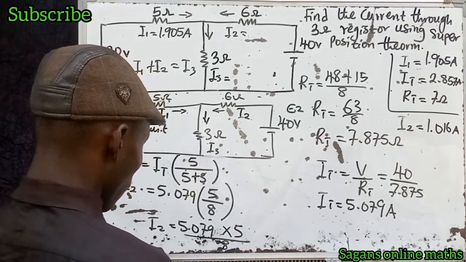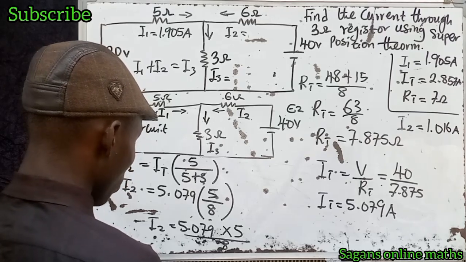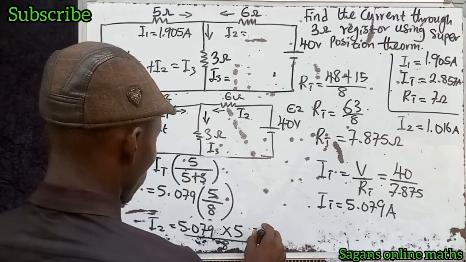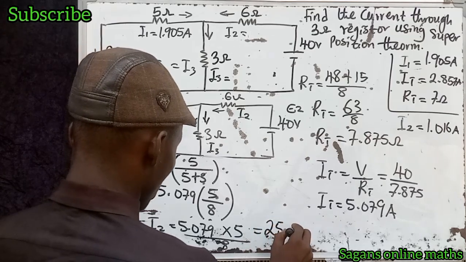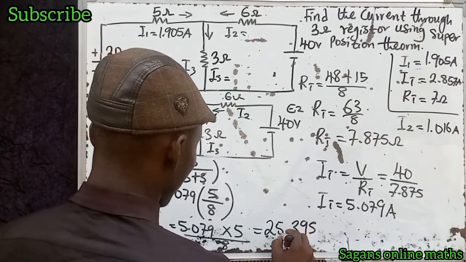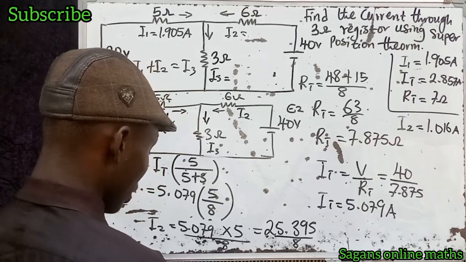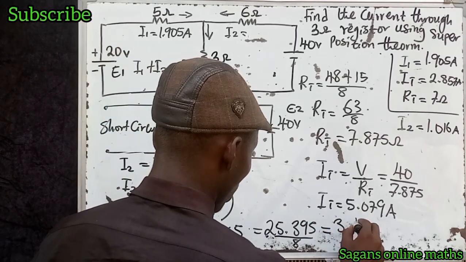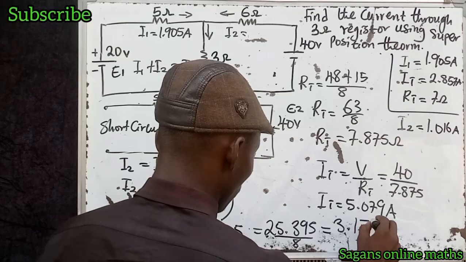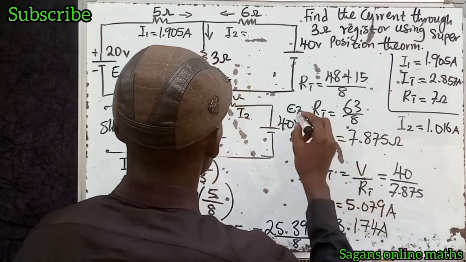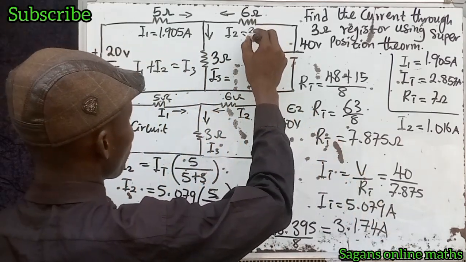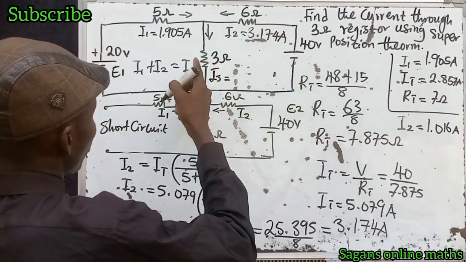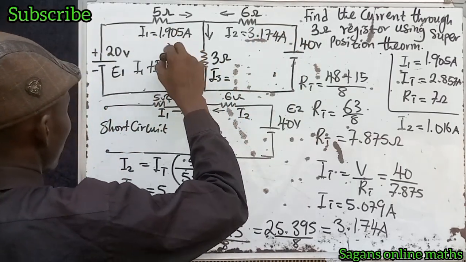Let's see. 5.079 times 5 is going to give us 25.395, divided by 8. So let's divide it by 8. Well, this will be equal to 3.174 amps. Now that means the current flowing through I2 is 3.174 amps. Remember, this is flowing in this direction, right?